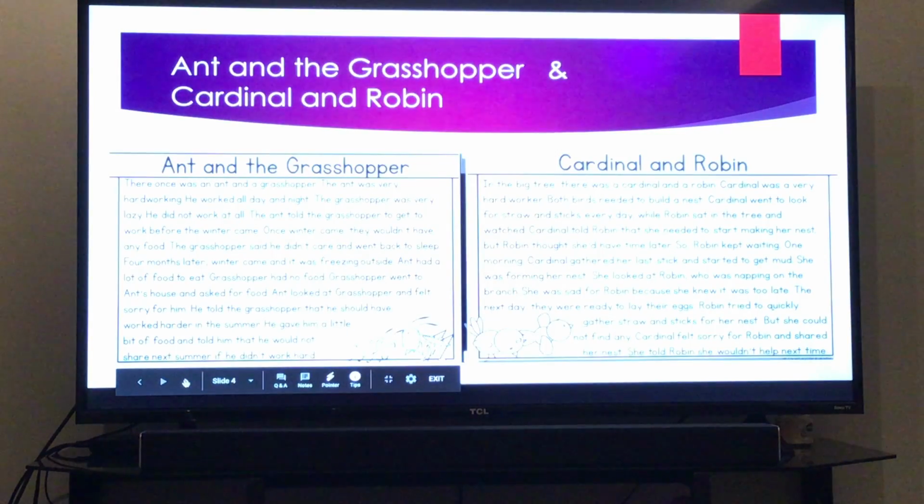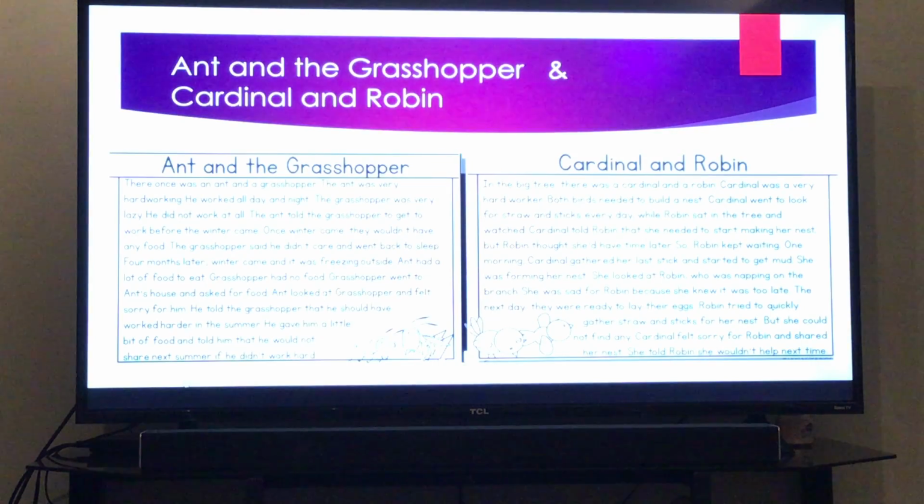We are going to read two stories, Ant and the Grasshopper and Cardinal and Robin. And when we are done reading them, we are going to compare and contrast the characters in the story, the setting, the problem, solution, and theme. We'll also go back into the text to find the answers because that's what good readers do.